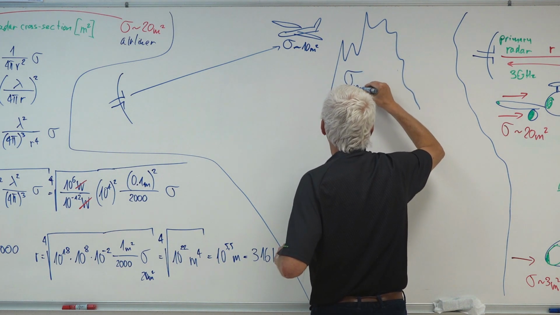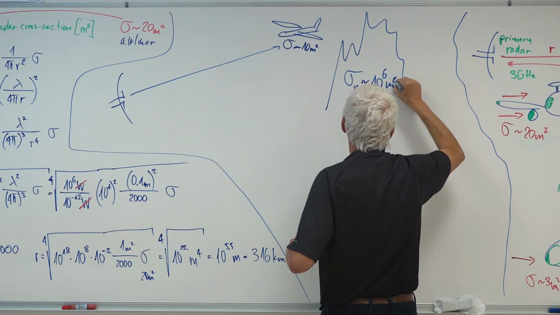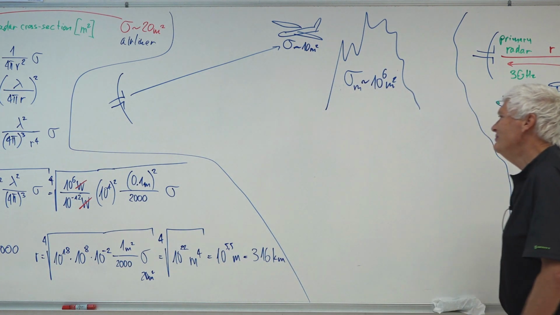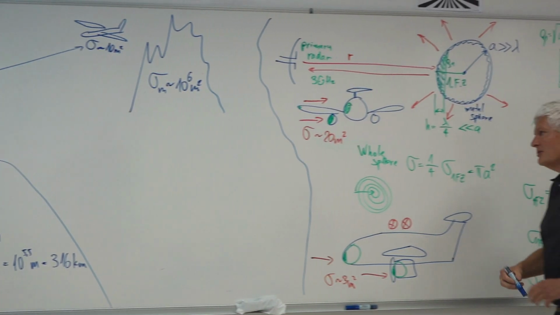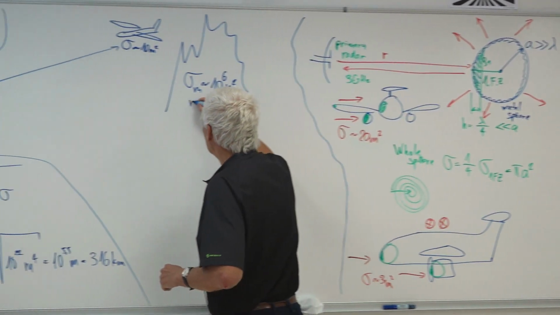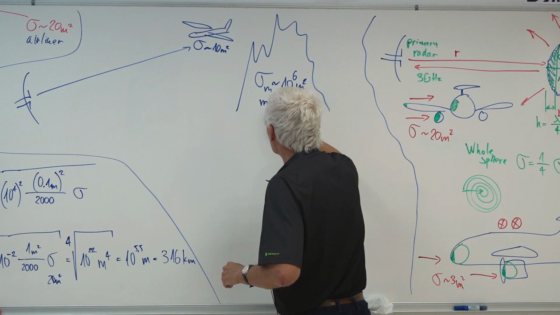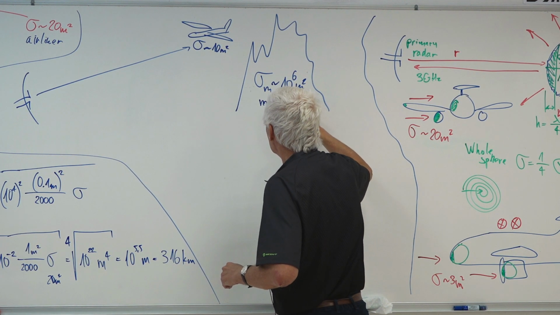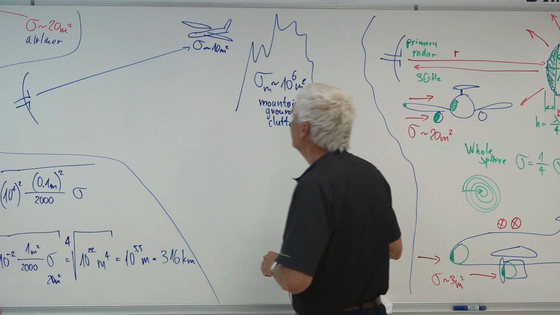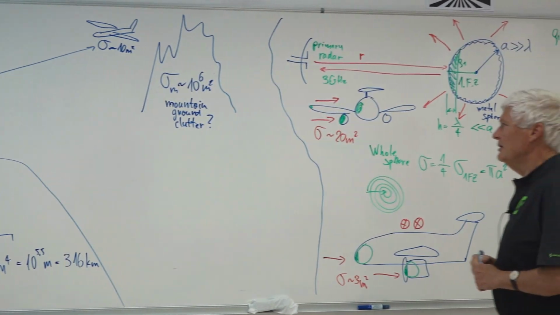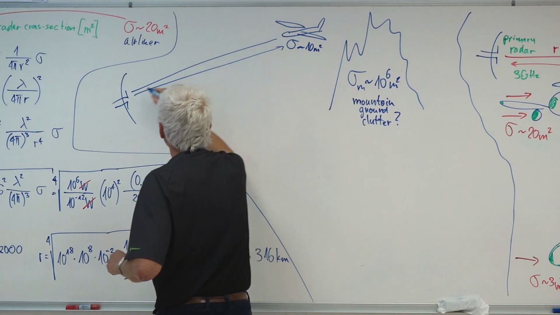And the mountain may have a radar cross-section here of around 10 to the 6th meter squared, 1 square kilometer. So how to separate the aircraft from the so-called ground clutter? How to separate the wanted target from the unwanted clutter behind?